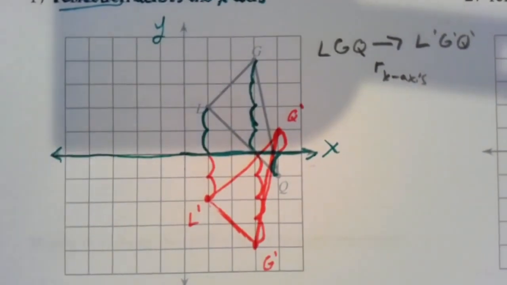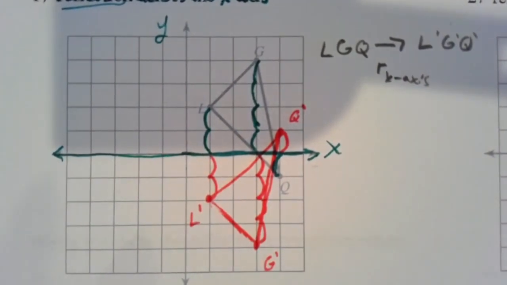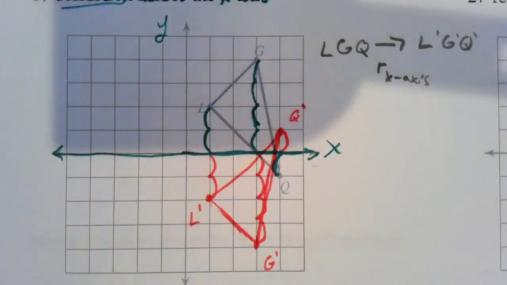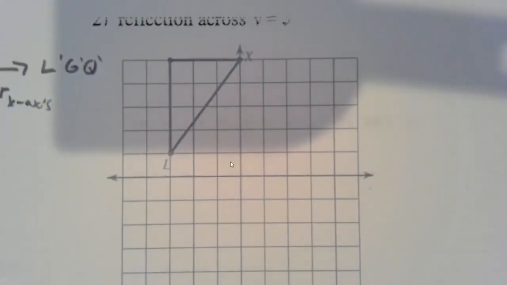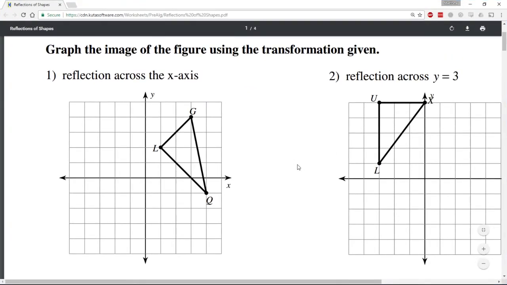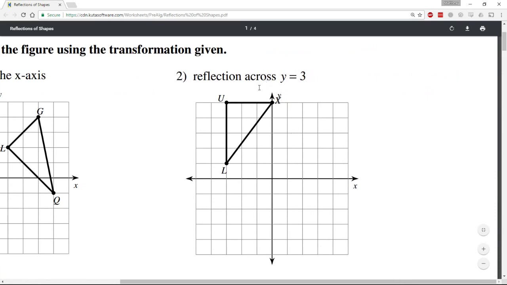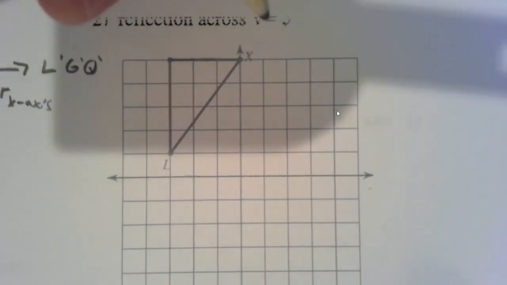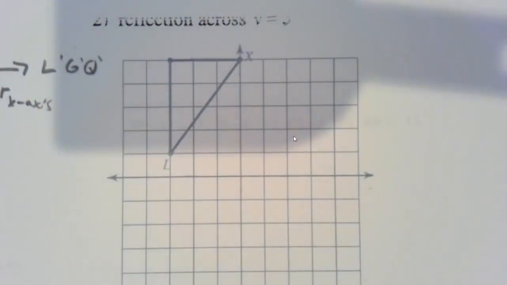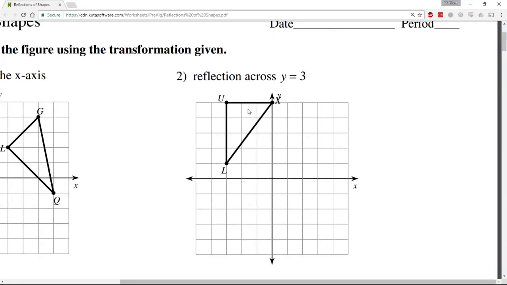All right, let's do maybe one more sample question together. So let's come on over here. It's kind of hard to see, so I've got it actually up in another window, which is right here. This says I want to reflect across y equals 3. So I'm going to come back to real life and say, all right, what is the name of the 3 points here? It's UXL is the name of my shape.